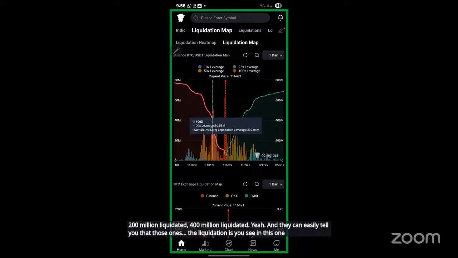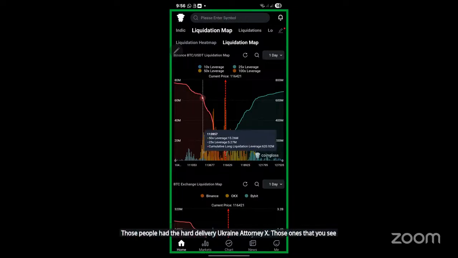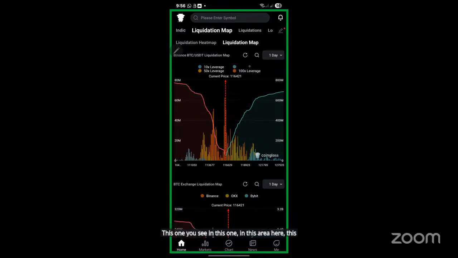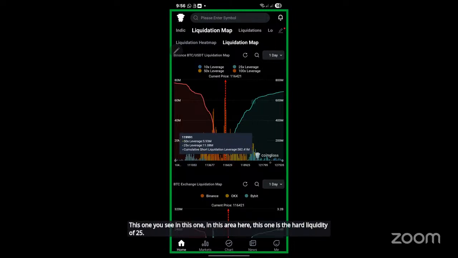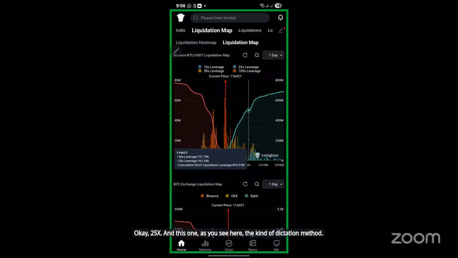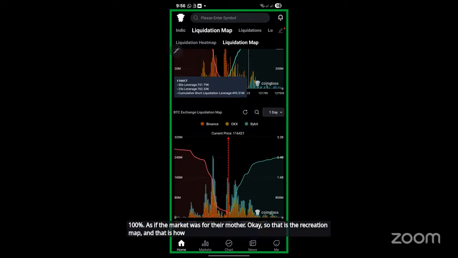They can easily tell you that the liquidations you see in blue, those people had a leverage of 10x. Those you see in this color had a leverage of 50x. This area here had a leverage of 25x. And these ones you see here had a leverage of 100x. So that is the liquidation map, and that is how it appears.